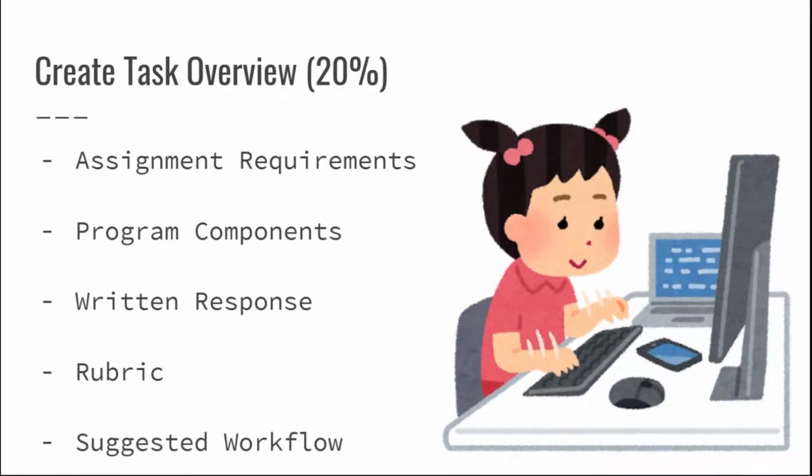The create task is going to be worth 20% of your final AP score. This video is designed to give you a big picture overview of what that task entails. That way, as you start to get to work on the smaller individual components of it, you have a big picture idea of what it is you're working towards.